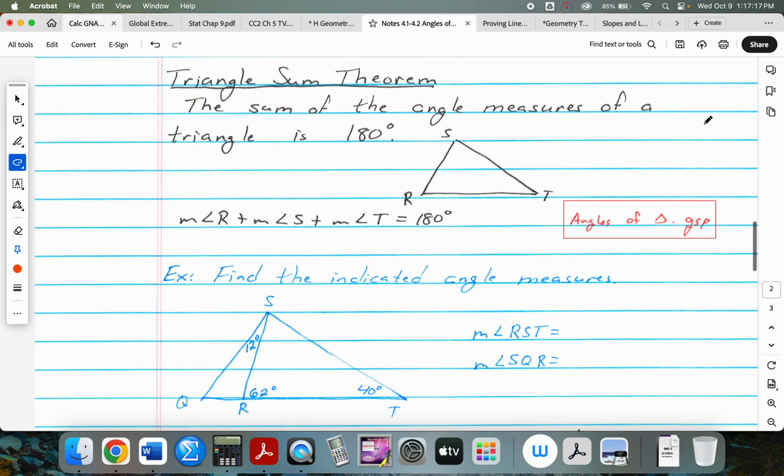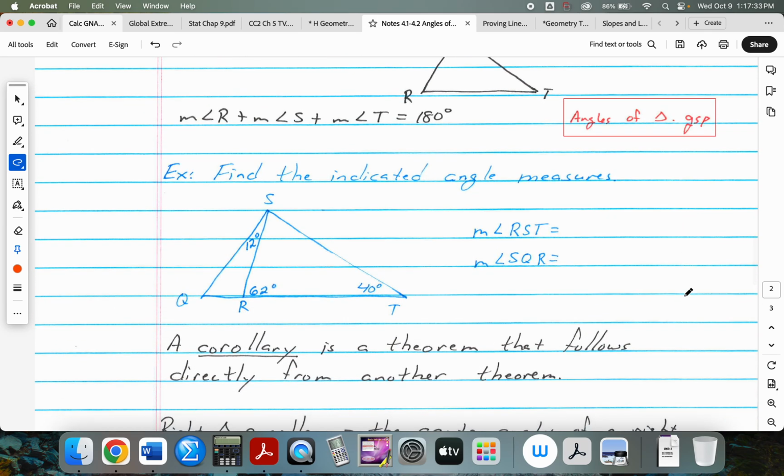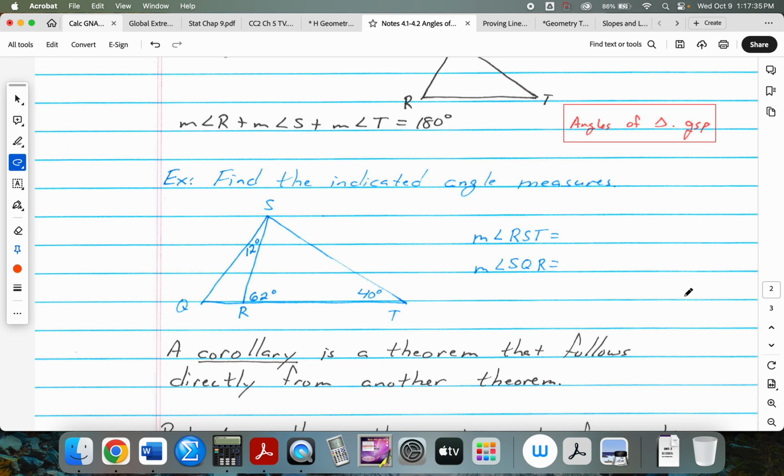So this is the triangle sum theorem. Again, you have known this for a long time. The sum of the angle measures of a triangle is 180 degrees. Here, the measure of R plus the measure of S plus the measure of angle T is 180. Now, we can use that to find angle measures. Again, this is maybe slightly more advanced than junior high, but not much.